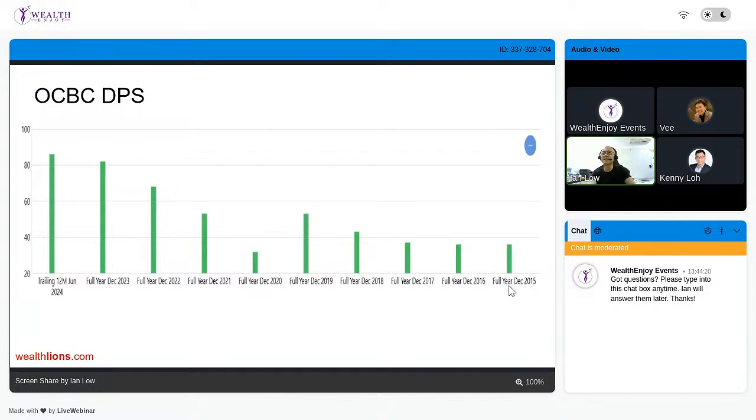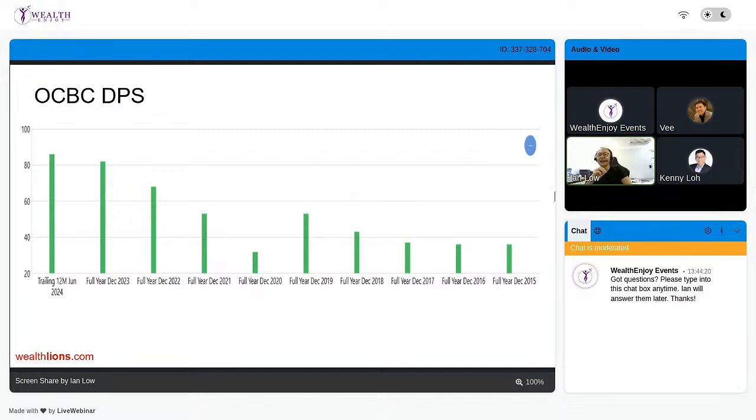So for OCBC, if you see the past 10 years, rising dividend. The only time that it drops is in COVID. After COVID, it continues to rise again. So this is the thing about banks.